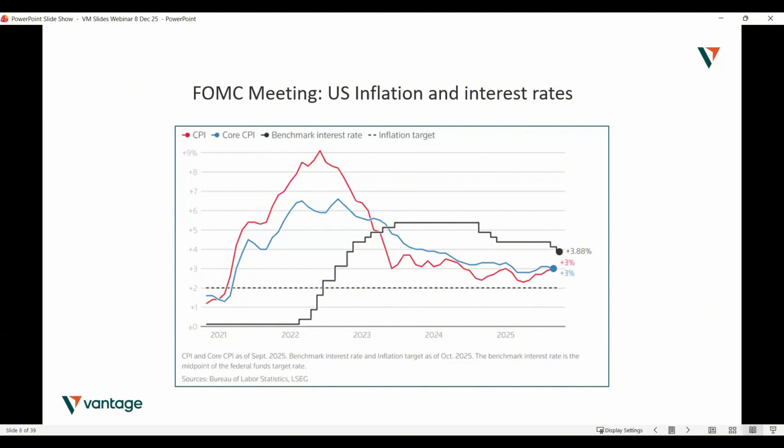Here's that chart with just the benchmark interest rate at the moment, of course. That's the midpoint of the target range. And then we've just got inflation, both core and CPI, at 3%, so well above that 2% target still, and slightly picking up, as you can see from those lows earlier on this year. For the dollar, market pricing, well, if we just pull up the dollar chart first up.